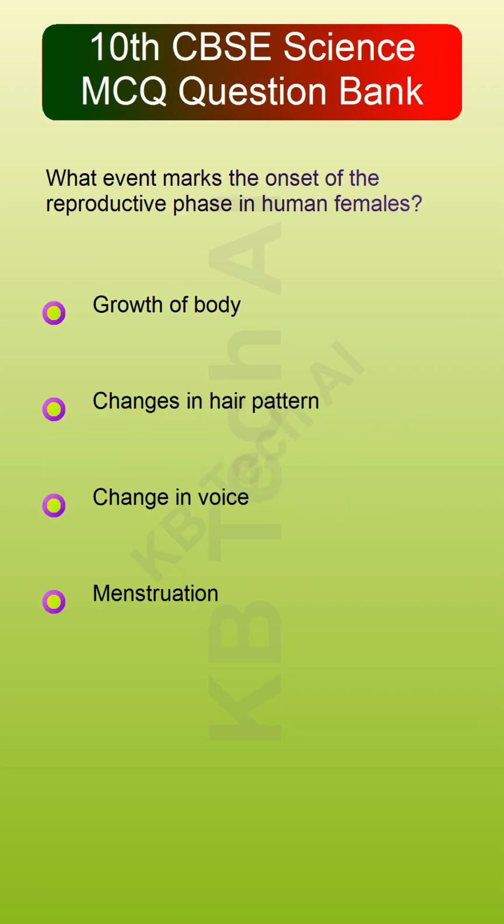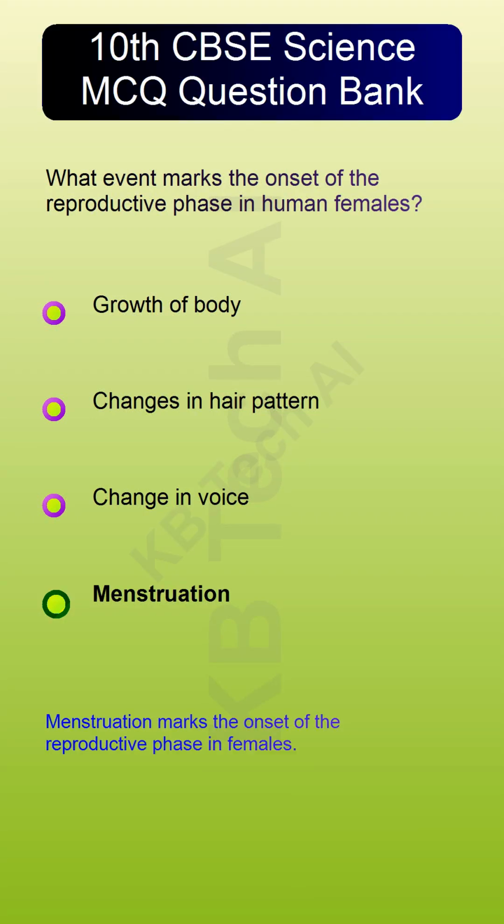What event marks the onset of the reproductive phase in human females? Option 1, growth of body. Option 2, changes in hair pattern. Option 3, change in voice. Option 4, menstruation. The answer is option 4, menstruation.